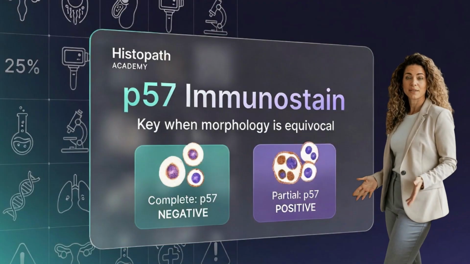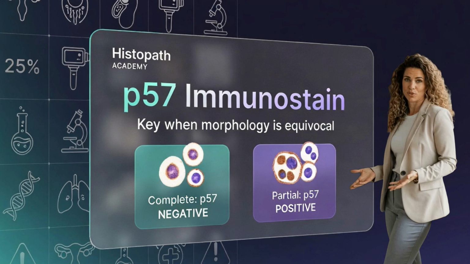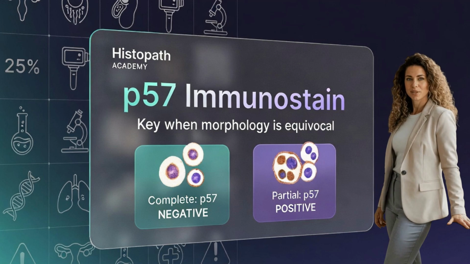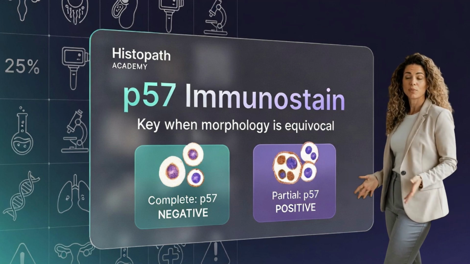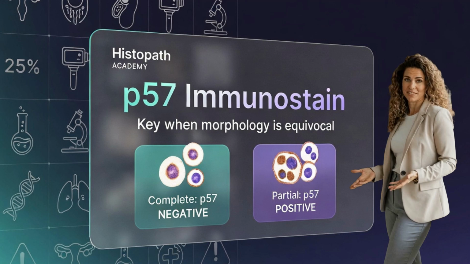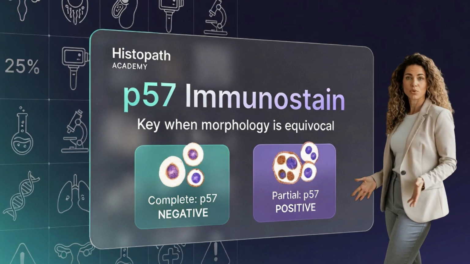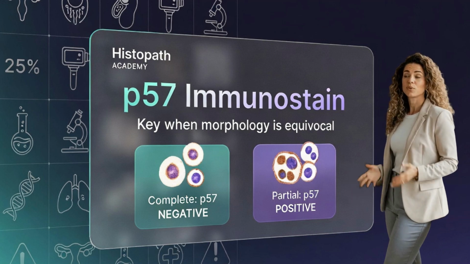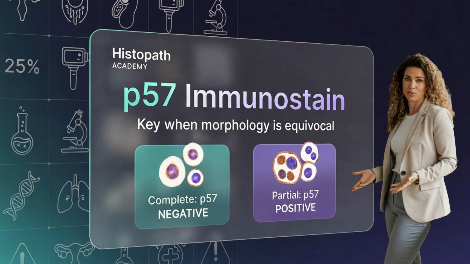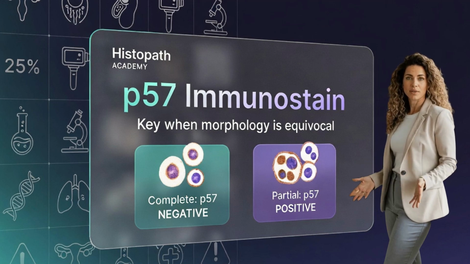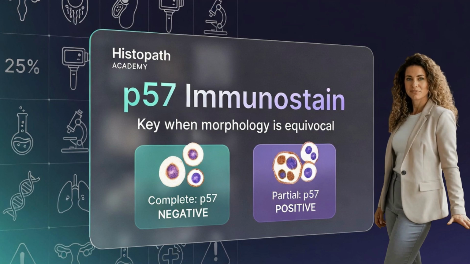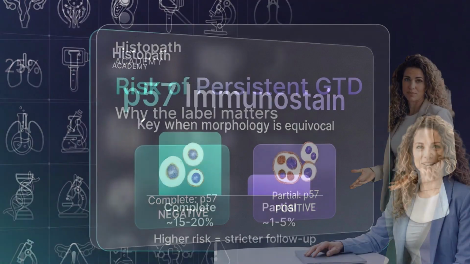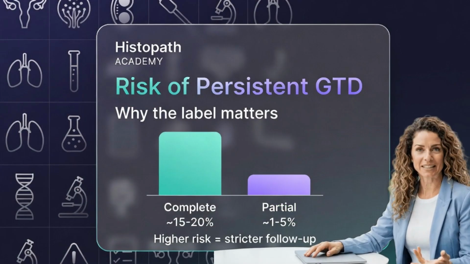p57 immunostain. When morphology is equivocal, p57 is the key. p57 is maternally expressed. So in a complete mole, where maternal genome is absent, p57 is negative. In a partial mole, maternal genome is present, so p57 is positive, and normal non-molar placental tissue is also p57 positive. One line to remember: complete equals p57 negative. Partial equals p57 positive.